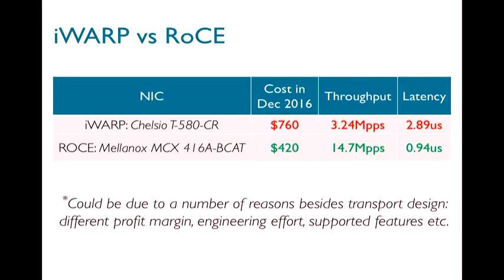I'd like to point out that this cost and performance difference between iWARP and RoCE should be taken with a grain of salt because they can arise out of a number of reasons other than just the transport design. There could be differences in the profit margin, the engineering effort, the supported features, and so on. But nonetheless, these results did tell us that our initial conjecture that improving loss recovery could be better than making the network lossless might not entirely be true, at least based on iWARP.